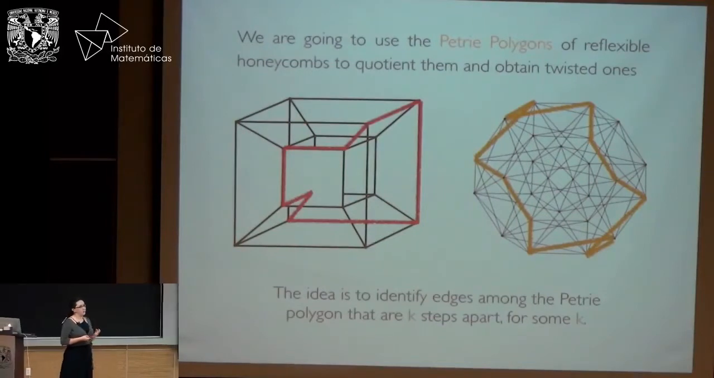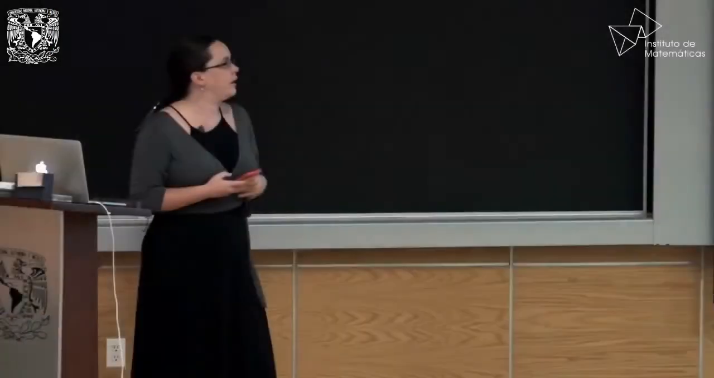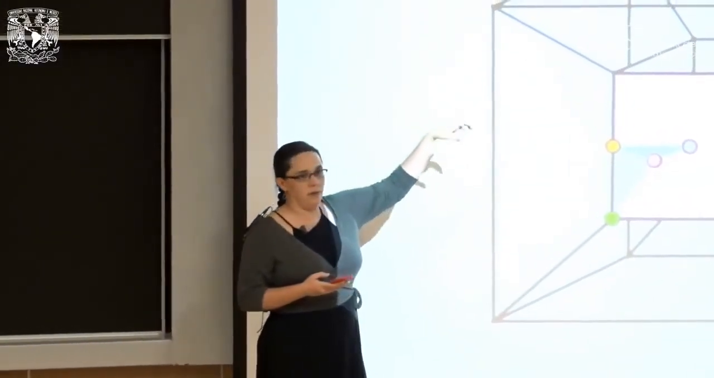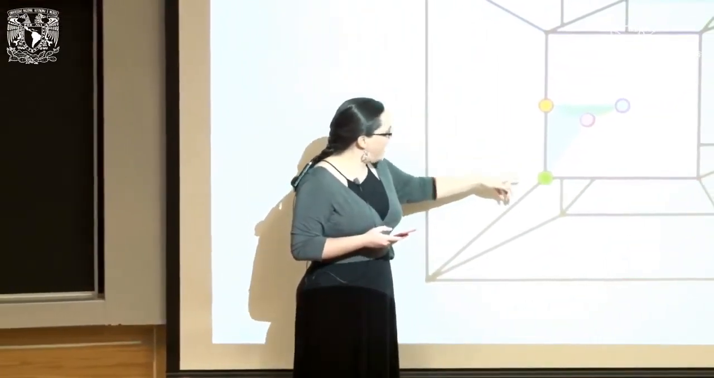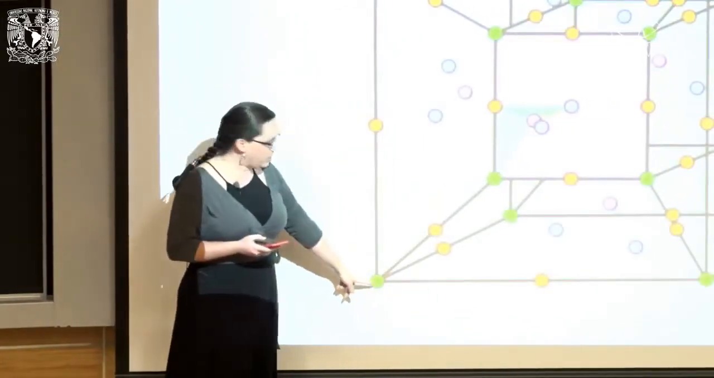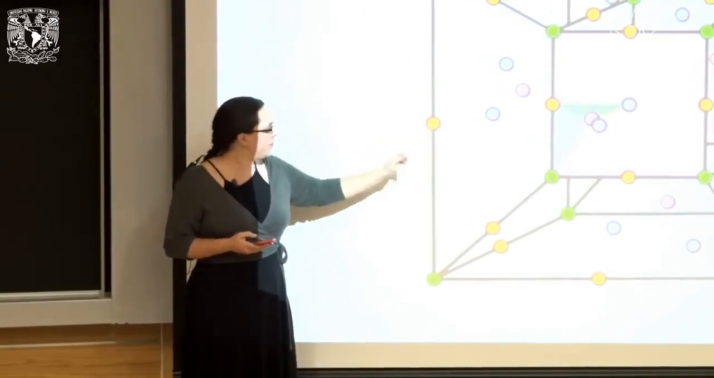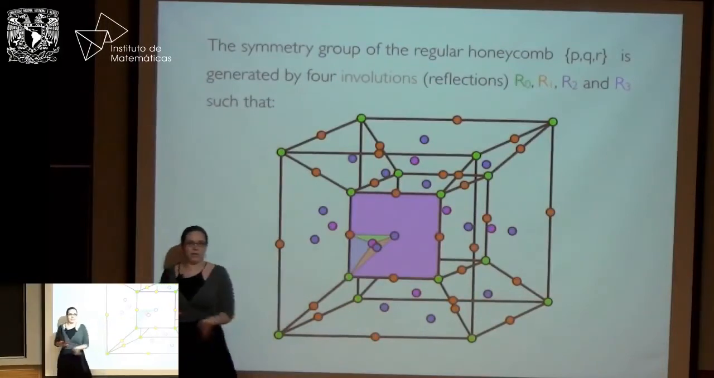So what I do is that I use the group of the tessellation of the honeycomb. So the symmetry group of one of these 11 regular honeycombs, {P,Q,R}, is generated by four involutions that I'm going to call R0, R1, R2, and R3, and they satisfy certain things. So first, I'm going to base myself on this example here. So the way to pick these involutions, or one way to pick these four involutions, is like I show here. I could have put one green dot at each vertex of my honeycomb, one orange one at the midpoint of each edge, one purple one in the center of each square, and a pink one in the center of each of the cells.